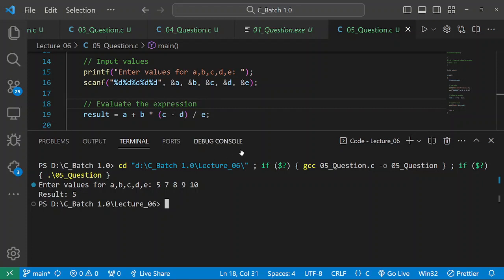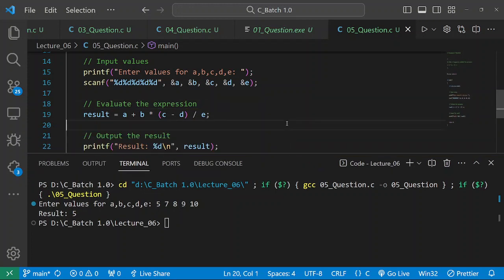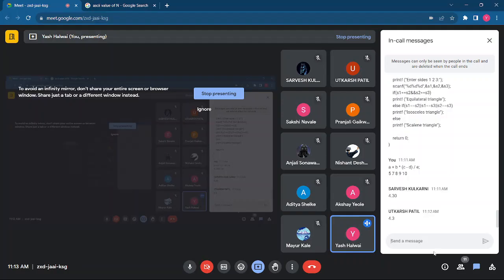Anyone know this concept? According to you, the answer is correct, that what you are providing, that is 4.3, whatever it is. But do you know why I'm getting answer 5? Yes, anyone?